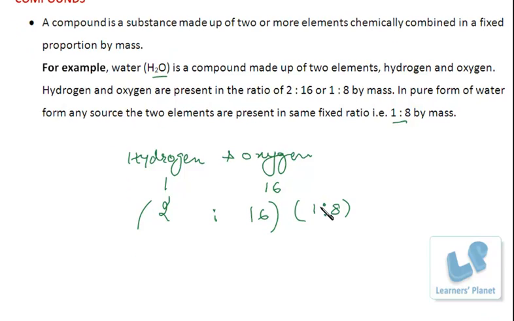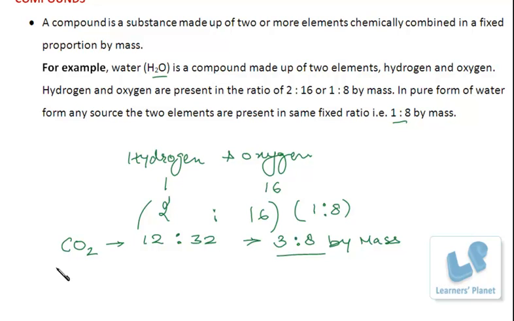Likewise, we can take carbon dioxide. I had taken this example in the previous session also. Say carbon dioxide. Mass of carbon is 12. Mass of one oxygen atom is 16. Mass of two oxygen atoms will be 32. Now it will be 3:8 by mass. So carbon and oxygen are present in carbon dioxide in the ratio of 3:8 by mass.